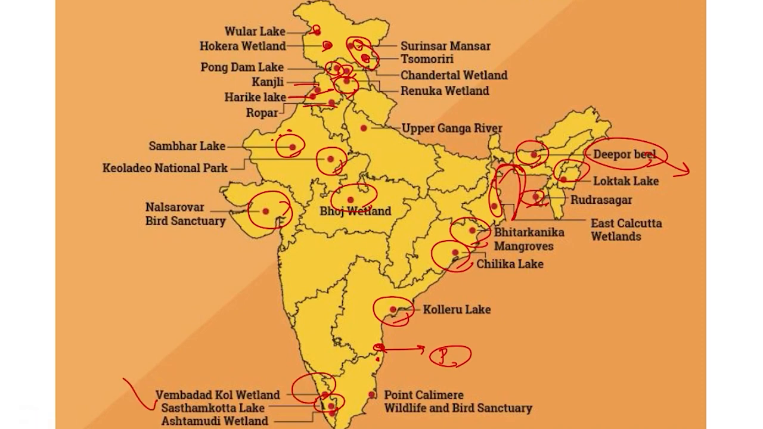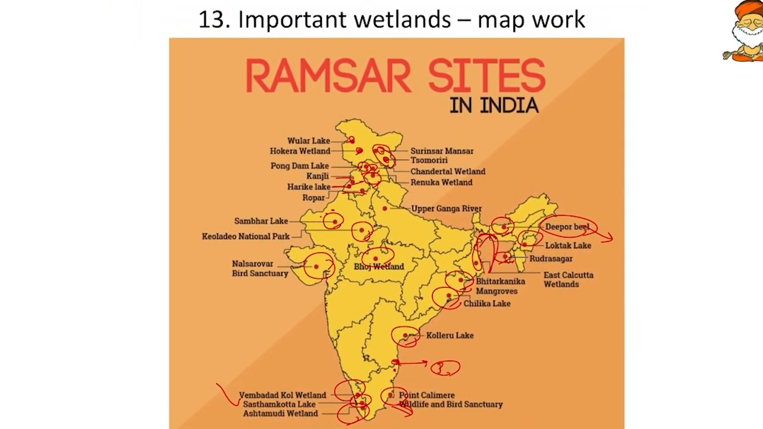Kotta means lake in Kerala or Malayali language. And then Ashtamudi Lake, and then Point Calimere. So, this is present in Tamil Nadu. And apart from that, whenever we get any other wetlands in the news, make sure that you see the map, the Google map of this, not just the Indian map, and search them.